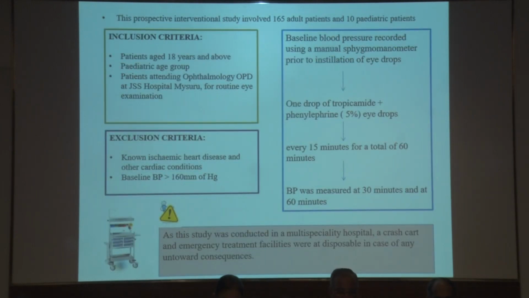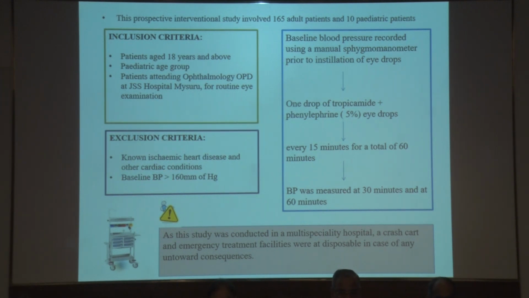This was a prospective interventional study which involved 165 adult patients and 10 pediatric patients. The inclusion criteria were patients aged 18 years and above, along with the pediatric age group, and the patients who attended the ophthalmology OPD for routine eye examination. The exclusion criteria were patients with known ischemic heart disease or any other cardiac illness and a baseline blood pressure of more than 160 millimeters of mercury.